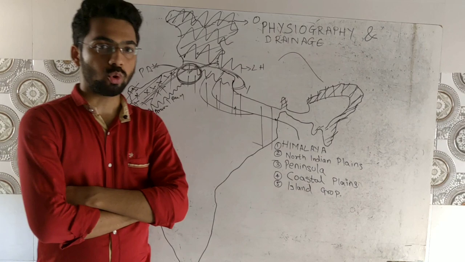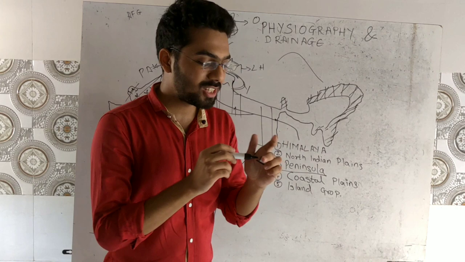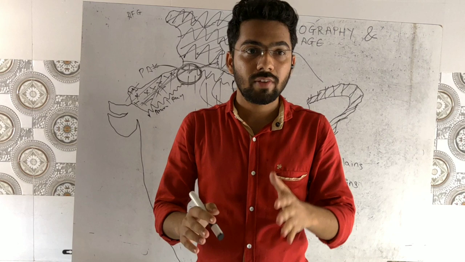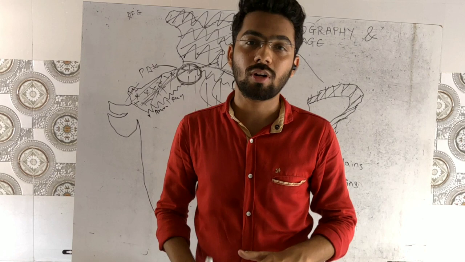As we completed the two parts, the Himalaya and the North Indian Plain, now we will move towards the third part of the chapter. Third part means what? The peninsula. We are going to see the peninsula. So what is peninsula? I will make you understand. Peninsula is a physical land, I would say, which is covered on three sides by water. The land which is covered on three sides by a water body is known as peninsula.